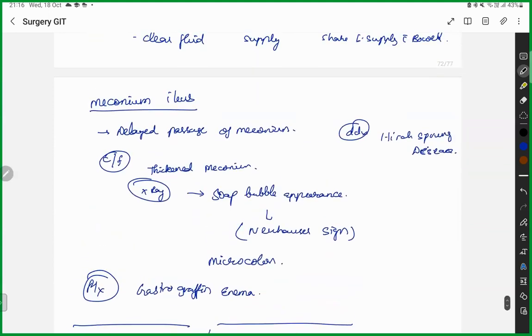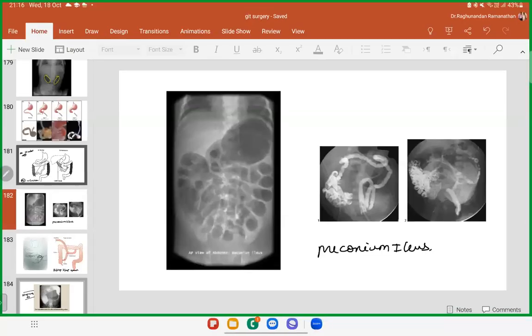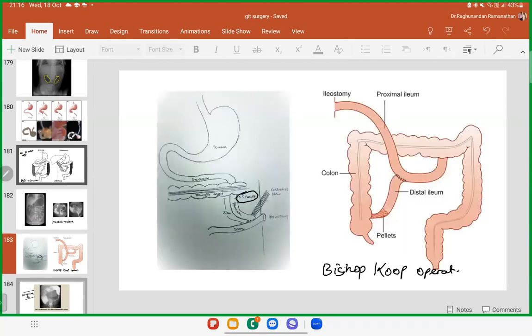Okay, so this is very important. I'll show you certain images, guys. This is your meconium ileus. Can you see? This is a meconium ileus. What is this Bishop-Koop operation? The Bishop-Koop operation shows a completed procedure after a grossly distended ileum has been resected. Because intestinal continuity is preserved, early closure of the ileostomy is not essential in these conditions.